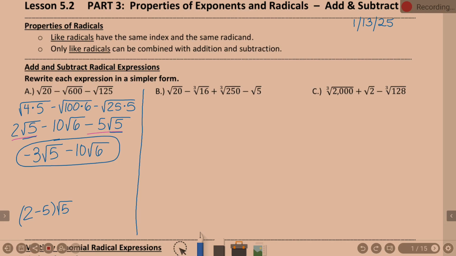Square root of 20. We already talked about this today. 20 divides by 4. So we're going to simplify this. 20 is 4 times 5. When you take the square root of 4, it becomes 2 outside. So 2 square root of 5. Okay. Minus.